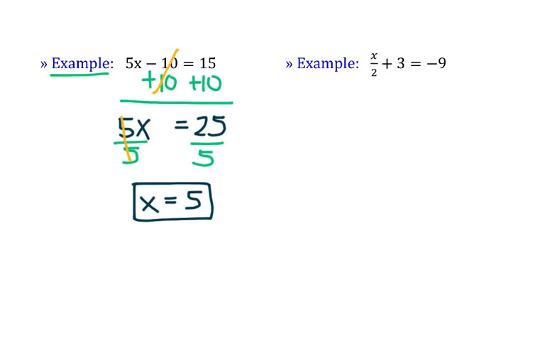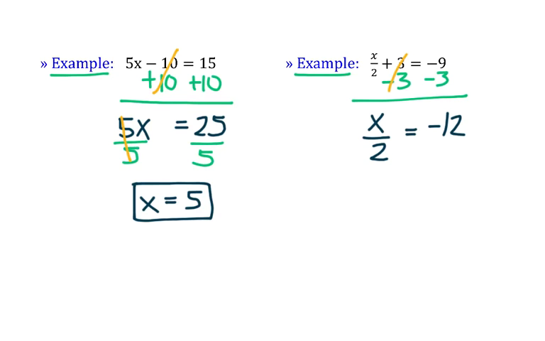Our last example says that x divided by 2 plus 3 is equal to negative 9. So let's start this one off by undoing the addition. So we'll subtract 3 from both sides, leaving x divided by 2 is equal to negative 12. So negative 9 minus 3 was negative 12.